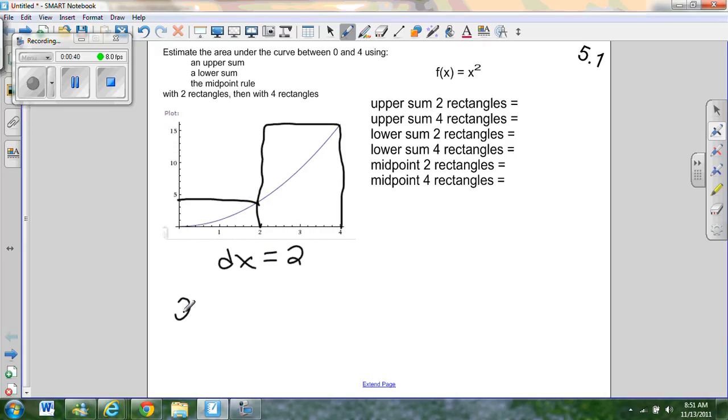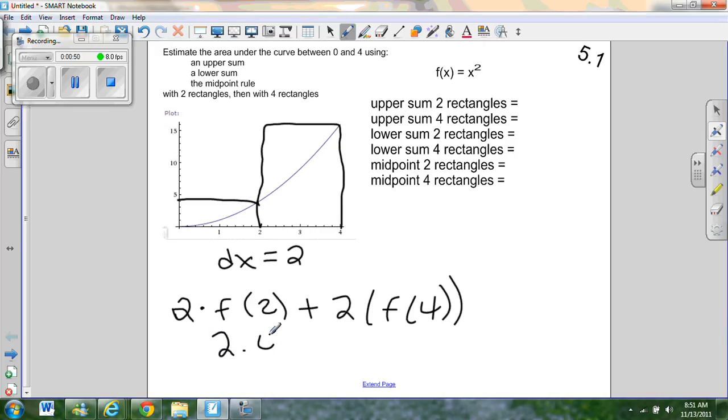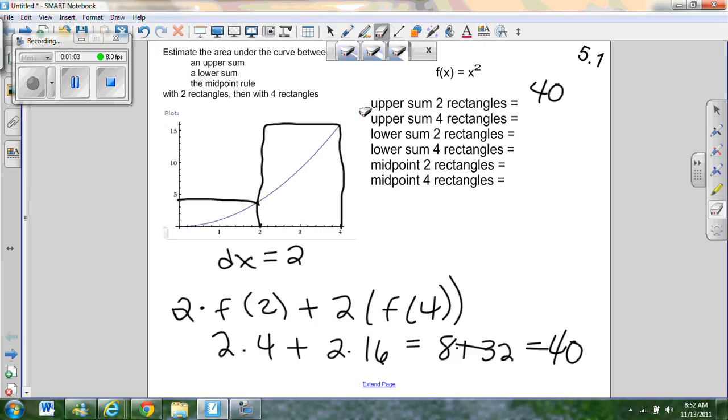So we're going to have 2 times f of 2 plus 2 times f of 4. 2 times 2 squared is 4, plus 2 times 4 squared is 16, and we have 8 plus 32, which is 40. So our estimate for an upper sum of 2 rectangles is 40.